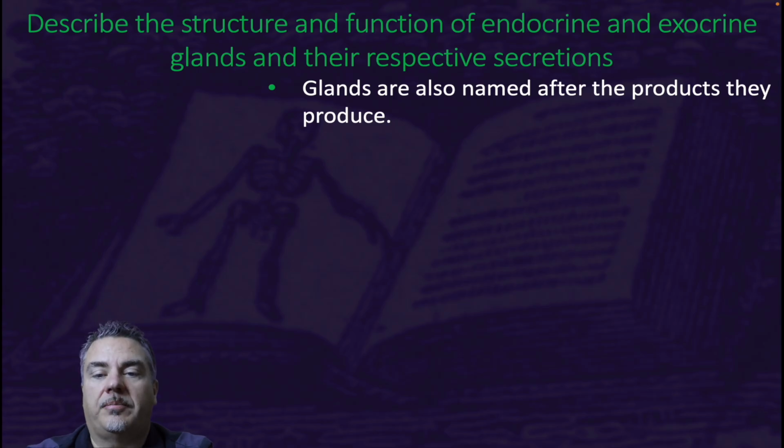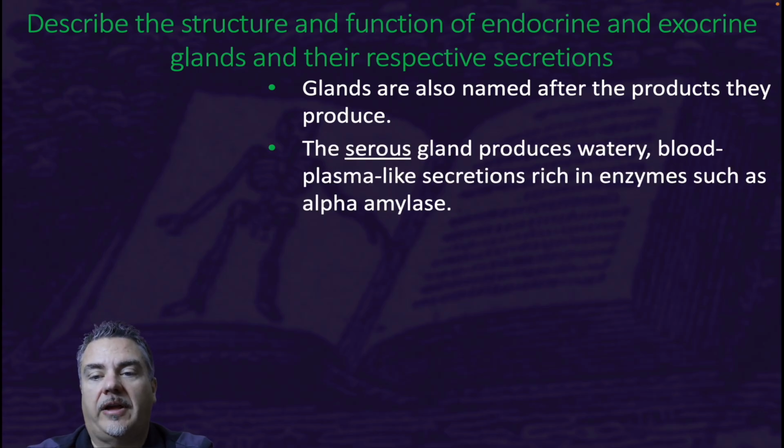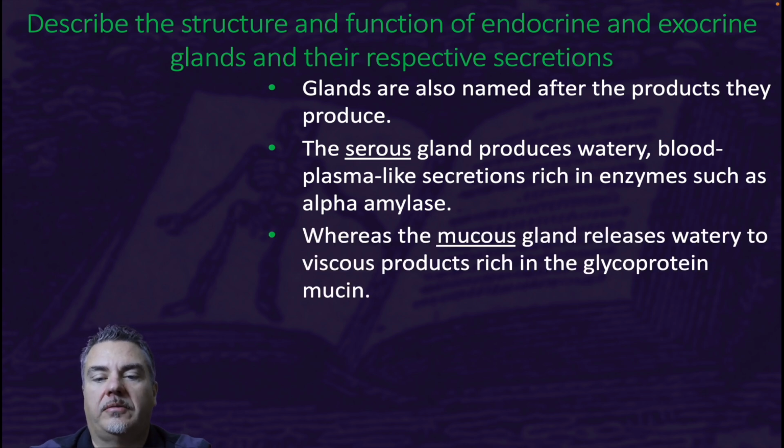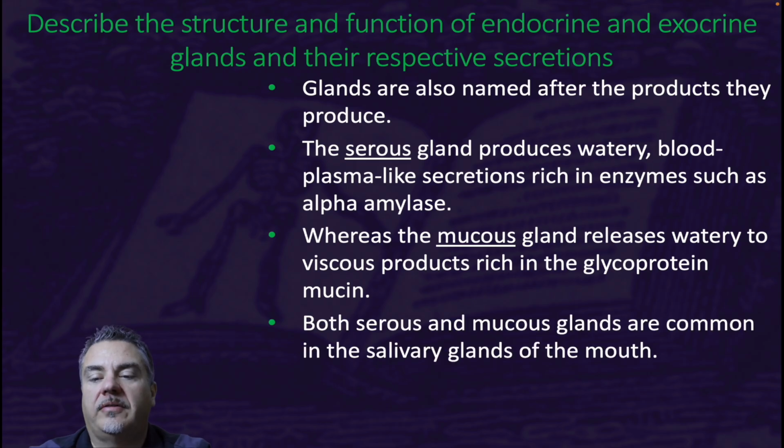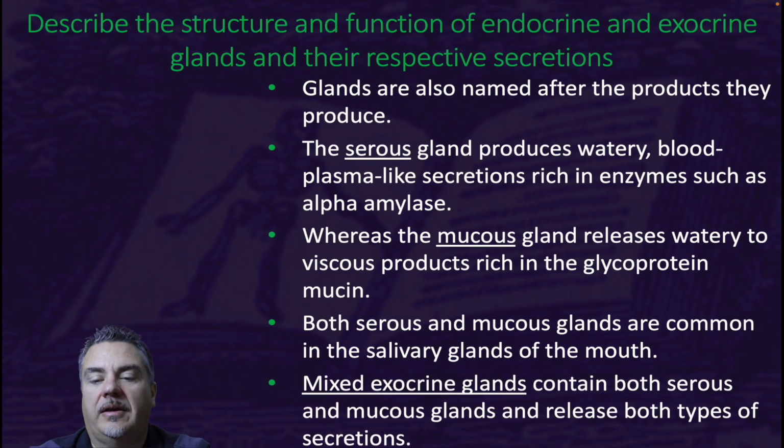Glands are also named after the products they produce. The serous gland produces watery blood plasma-like secretions rich in enzymes such as alpha amylase, whereas the mucus gland releases watery viscous products rich in the glycoprotein mucin. Both serous and mucus glands are common in the salivary glands of the mouth. Mixed exocrine glands contain both serous and mucus glands and release both types of secretions.